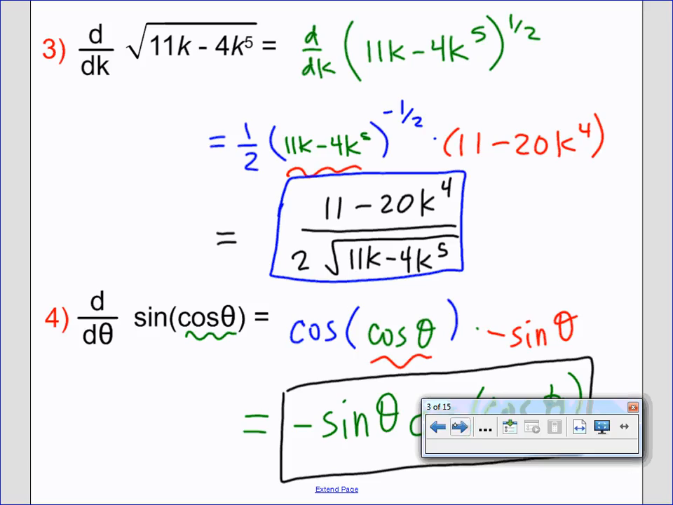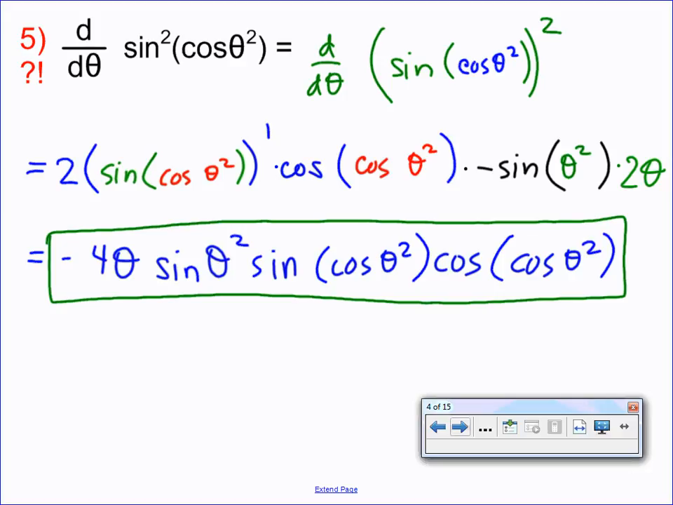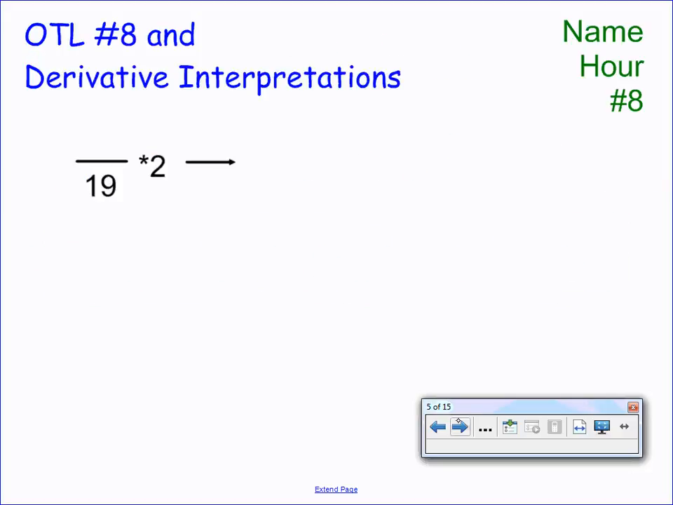Absolutely. Great question. Other questions on today's Bellwork? Okay. And let's go ahead and take care of our OTL number 8, which includes derivative interpretations.